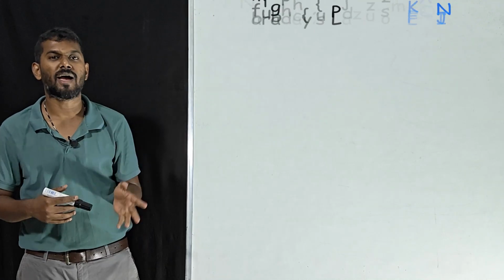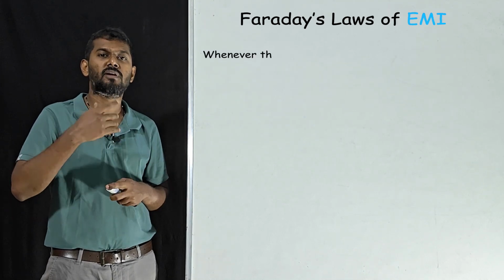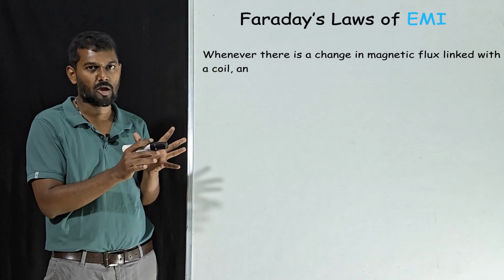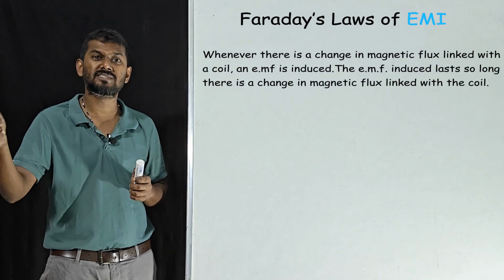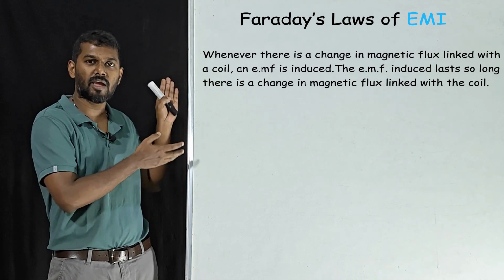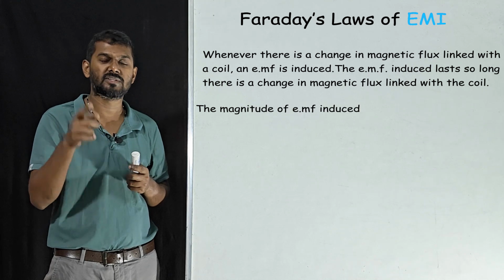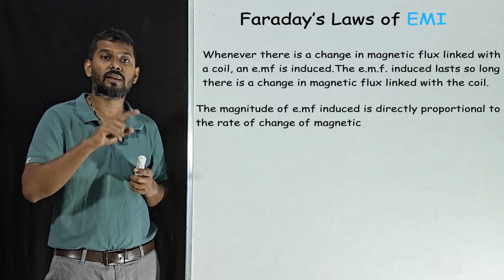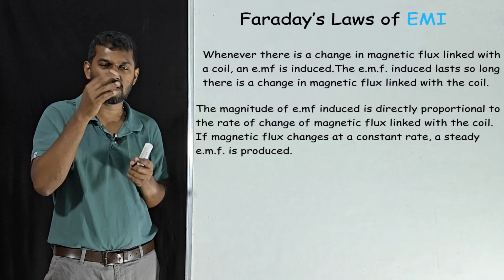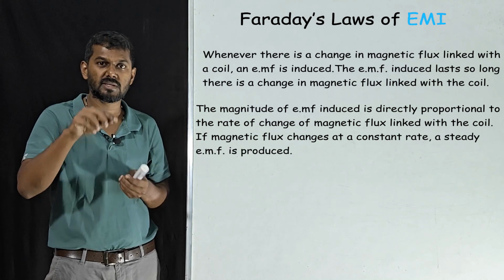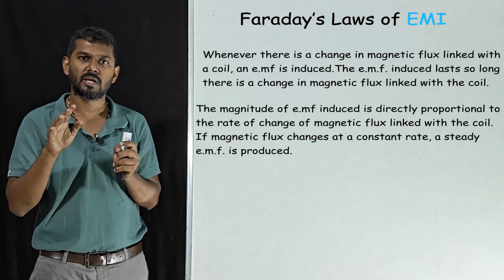Now we'll talk about Faraday's laws of electromagnetic induction. There are two laws. First, whenever there is a change in magnetic flux linked with a coil, an EMF will be induced. This will be as long as there is a change in magnetic flux. This is what we have learnt in electromagnetic induction. The second law: the induced EMF is directly proportional to the rate of change of magnetic flux. Rate of change means how much difference there is. The more the difference, the more the induced EMF.